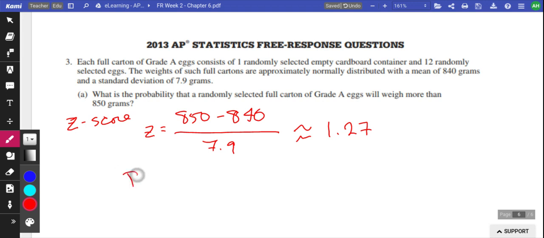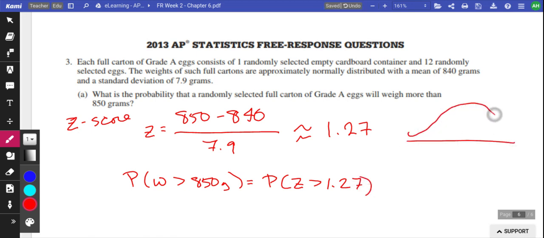So the probability that your weight is bigger than 850 grams is going to be equal to the probability of your z-score being bigger than 1.27, right? Because we want to know this is bigger. And so you're going to end up with a number that is just around 10%. So not totally atypical.